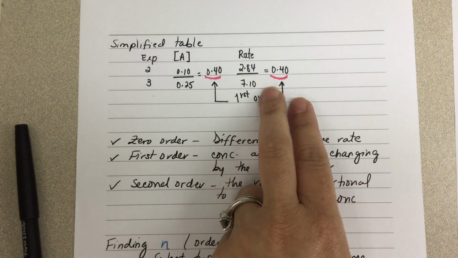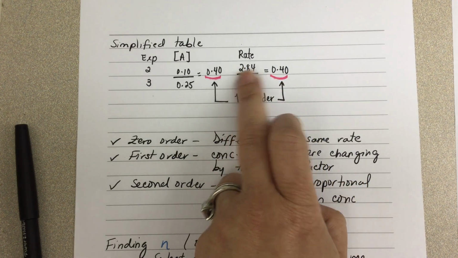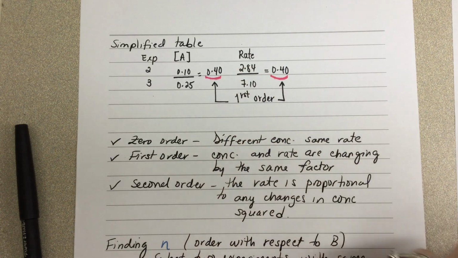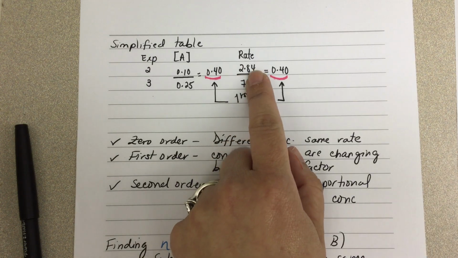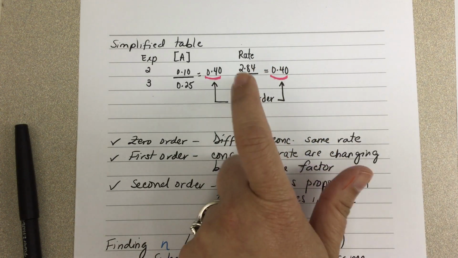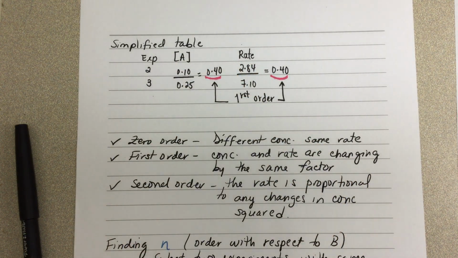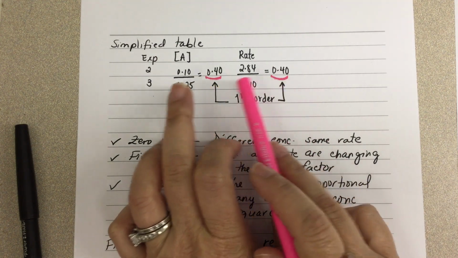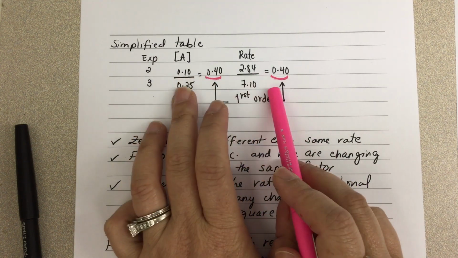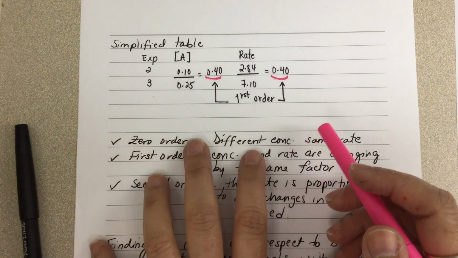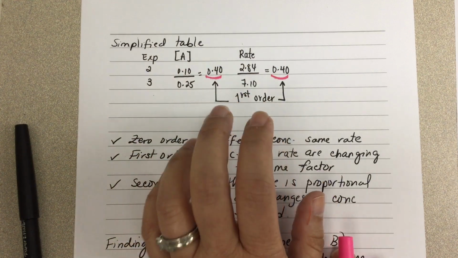You can also check this one here. For the rate to go from 2.84 to 7.10, it's increasing by a factor of 2.5. If you do 2.84 times 2.5, that will give you 7.10. So concentration and rate are increasing by exactly the same factor, which is your 2.5. And that is reflected in these two numbers here. Since you're getting the same numbers for those ratios, it means that the concentration and the rate are increasing by the same factor, and that's going to be a first order.